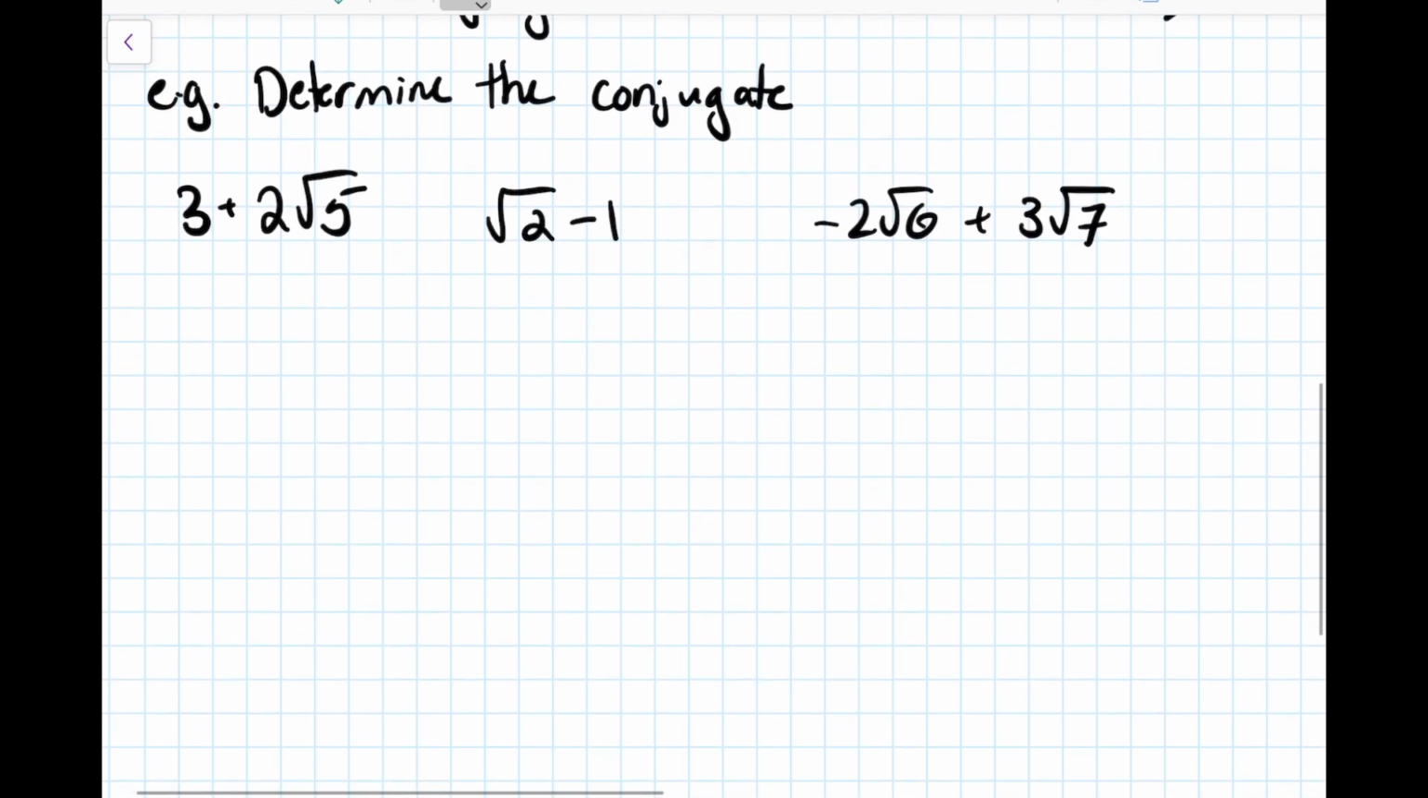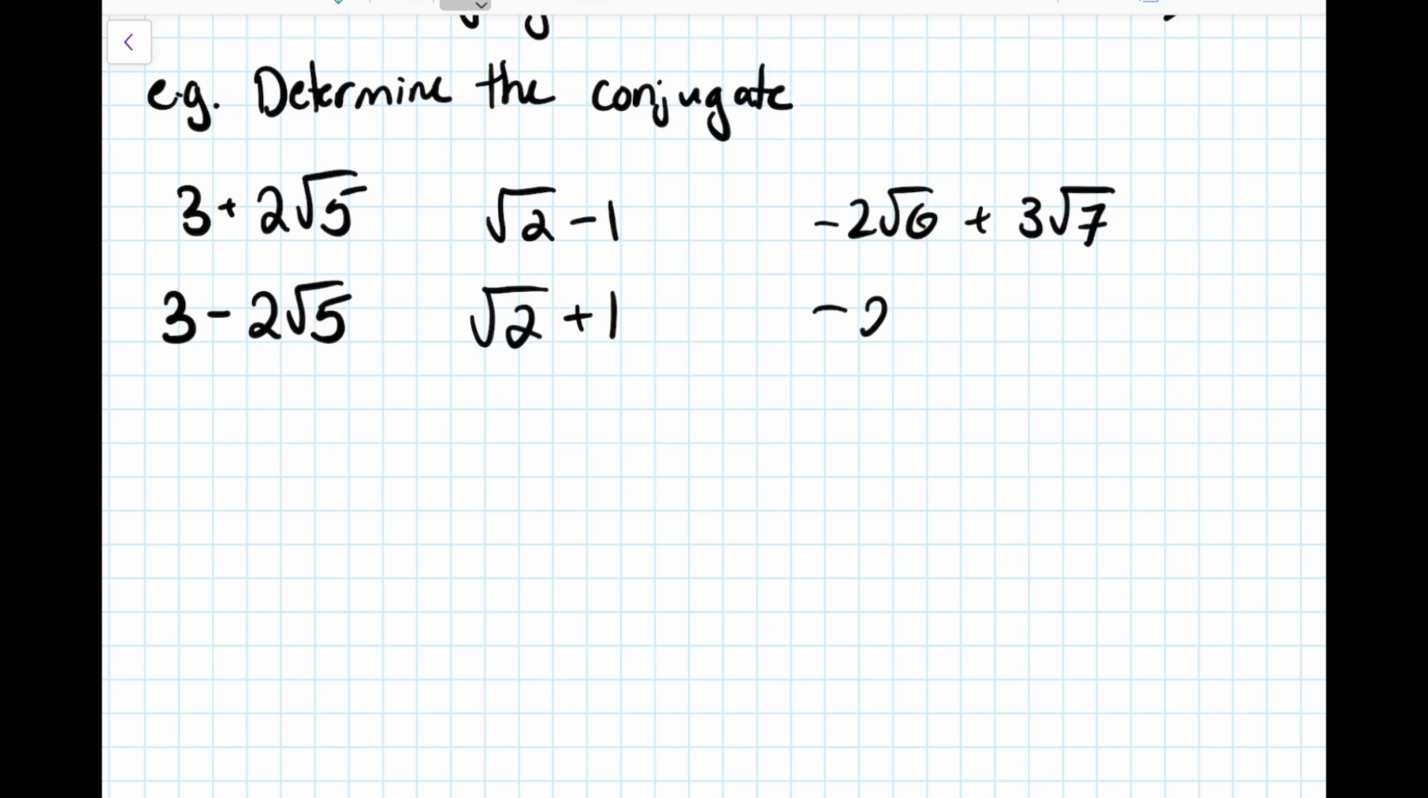So the conjugate of the first one is just going to be 3 minus 2 root 5. The conjugate of the second is going to be root 2 plus 1. And the conjugate of the third is going to be negative 2 root 6 minus 3 root 7. So all I've done is I've just taken that second term and I've just swapped it from negative to positive or positive to negative.